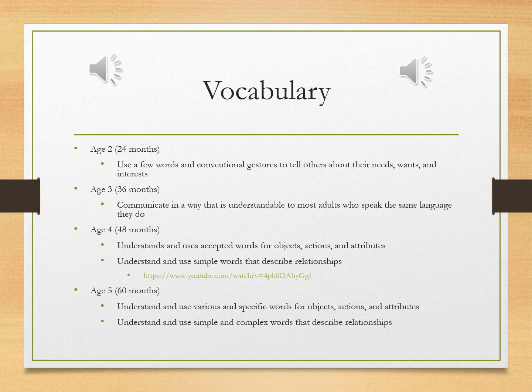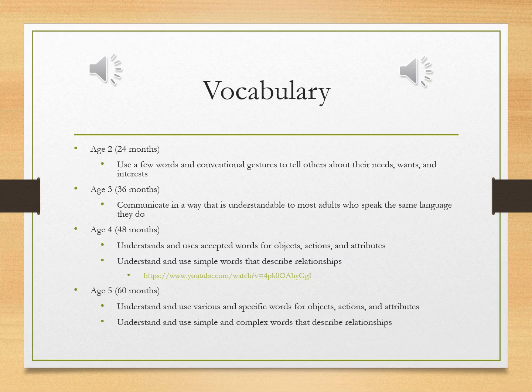Once they get to 5, then they should start using various words for objects, actions, and attributes. I don't know if you're aware, but couches can be called sofas and they can be called davenports.